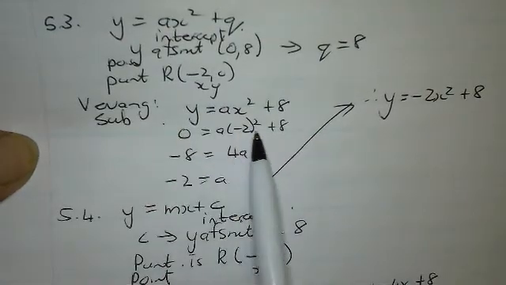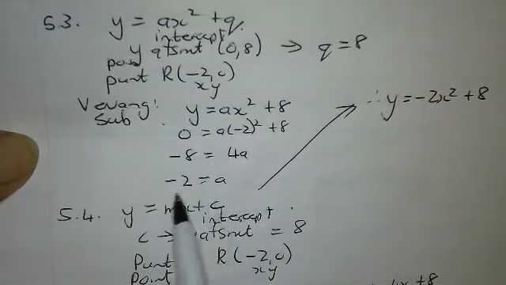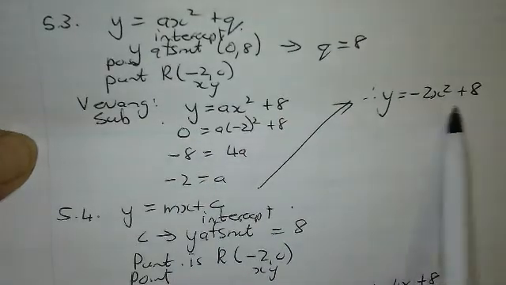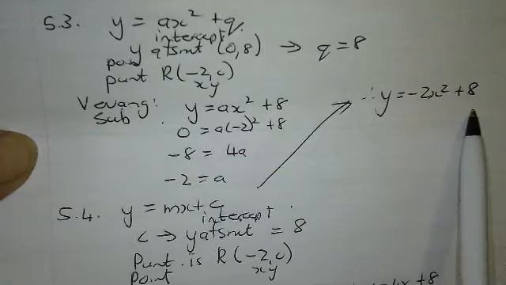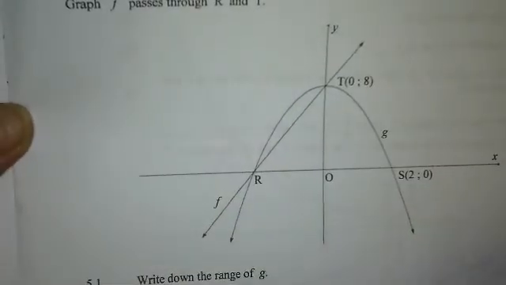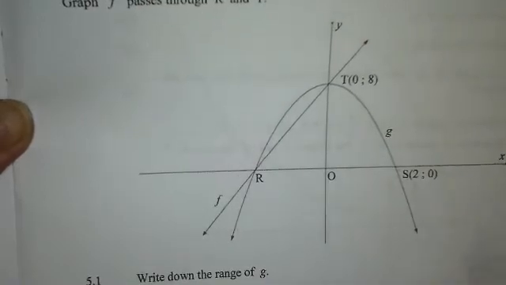So that enables you to find a. So a is -2. And then you just substitute that into your equation. It must be negative because it's a maximum. It's a concave down parabola.